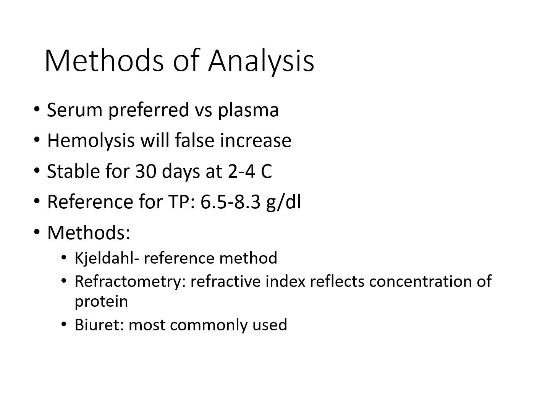Some sample requirements for this. So we have a preferred sample, which is serum, is generally preferred over plasma for protein analysis. The interference of hemolysis can sometimes falsely increase protein levels. The stability for protein samples, they're generally stable for 30 days if they're stored in the refrigerator at 2 to 4 degrees Celsius. Reference range for total protein at least for serum is 6.5 to 8.3 grams per deciliter.